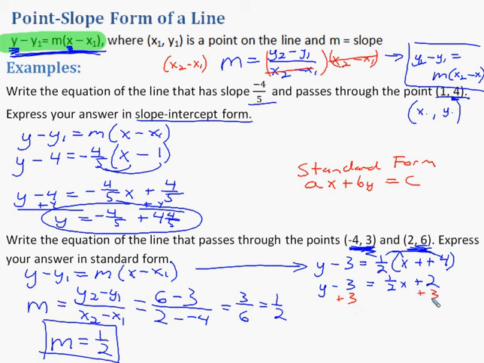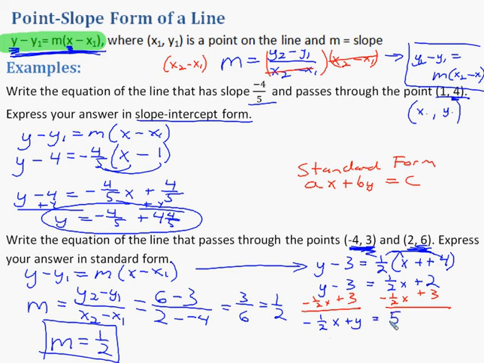And now I want to get the constant to the other side. So I'm going to add 3 to both sides, and I'm also going to subtract 1/2 x from both sides, because I know I want that on the left side. And so we're left with, we usually put the x term first, negative 1/2 x plus y equals 5.